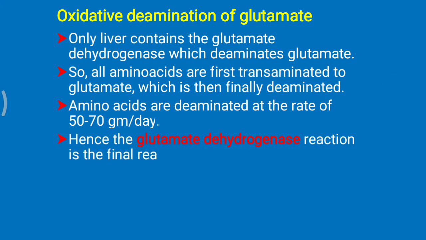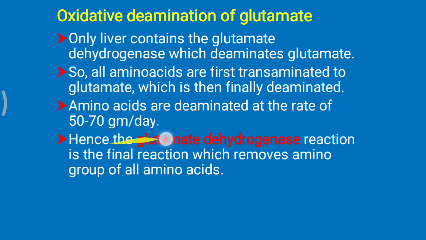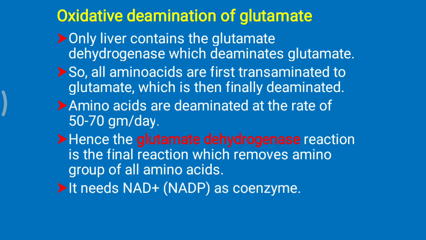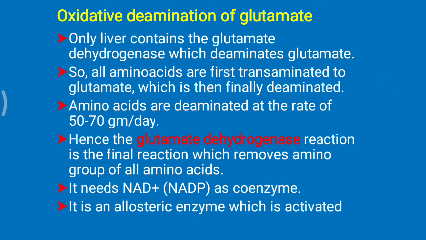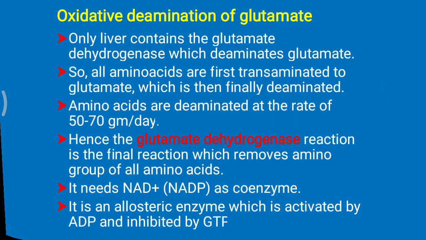So hence the glutamate dehydrogenase reaction is the final reaction which removes the amino group of all amino acids. The simple amino group that you have to remember is NH2, which is present on the amino acid. For this reaction, NAD plus or NADP is needed as a coenzyme, and it is an allosteric enzyme which is activated by ADP. So when there is a low energy level, this enzyme activity will increase, while it is inhibited by GTP. GTP indicates a high energy level.